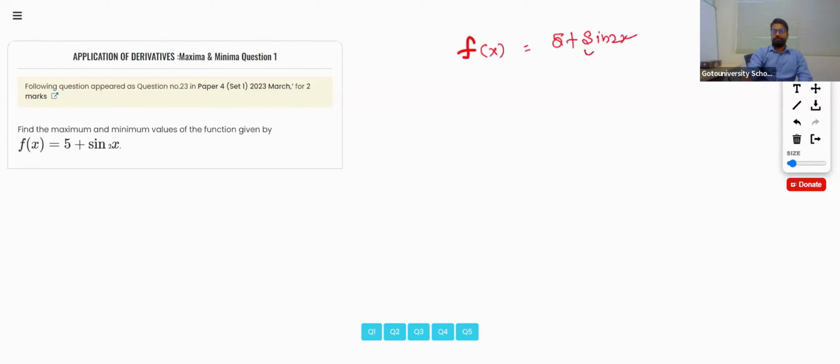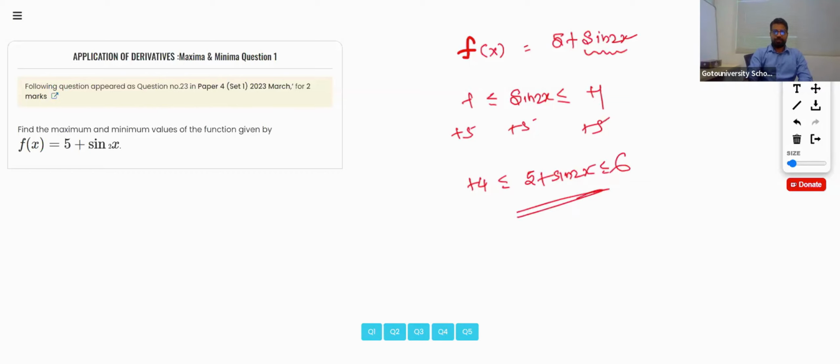We know the sine curve, right? So the sine curve is between what? -1 to +1. So sine 2x always lies between -1 and +1. Now I need to add 5 on both sides to understand the range. So this will become 4 less than or equal to 5 plus sine 2x less than or equal to 6. So what is the question now? Find the minimum and maximum values. The minimum value of this function is 4. The maximum value of this function is 6.